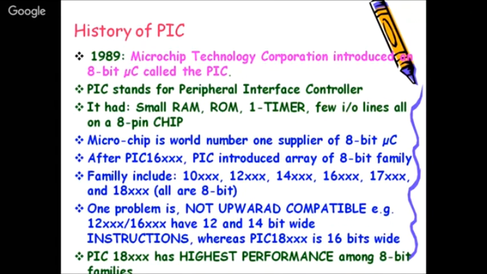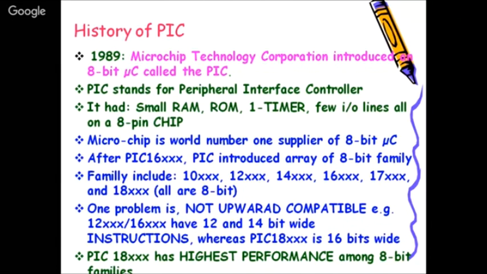Then after PIC 16, they introduced an array of 8-bit families. A lot of families they introduced. Initially, they launched this PIC 16, and their family includes 10, 10x, 12x, 14x, 16x, 17x, and 18x. These are the series of controllers they launched, and the series starts with 10, 12, 14, and they have different word counts. So we'll shortly know what differs in this. And these are all basically 8-bit. So what we'll be seeing today is just the 8-bit only.